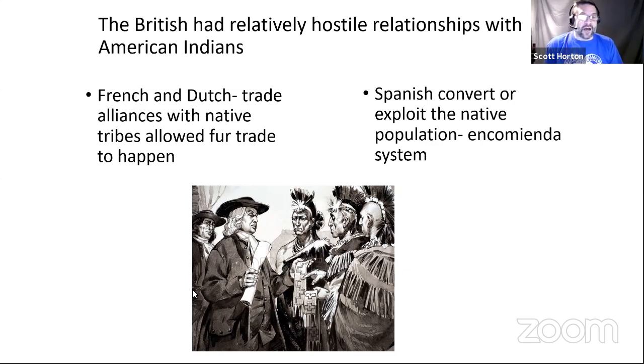The French and the Dutch engaged in trading alliances with Native Americans. They needed to maintain friendly relationships with Native Americans in order for that to happen. And the Spanish wanted to convert the natives to the Catholic religion and/or exploit the Native American population here using things like the encomienda system that, again, we talked about, that Ms. Farr talked about a little bit yesterday. So the British were more hostile than that. Some people refer to this as the convert or die philosophy, that the British basically saw American Indians, Native Americans, as being in the way and an obstacle to be overcome, and that having a strong relationship with them was not really a high priority for the British. So that's my third reason.